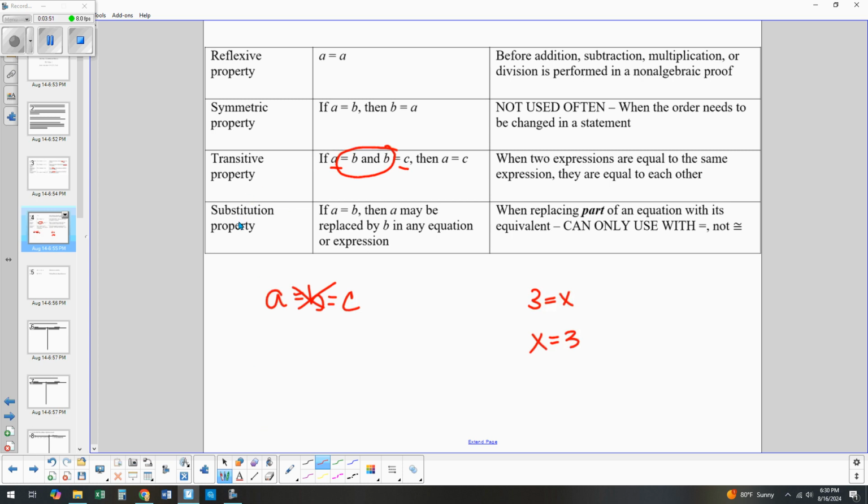The substitution property is when you're replacing part of an equation with its equivalent. So the difference between these two, because they are very often confused, you can only use substitution if there's an equal sign, not a congruent sign, whereas transitive can be used in both scenarios. You can link together things that are congruent, you can link together things that are equal. Substitution is you're replacing a piece of an equation. So if you had x plus y equals 12, and then you knew that x was 5, I can replace the x with a 5 in the equation using substitution. I'm replacing or substituting in.